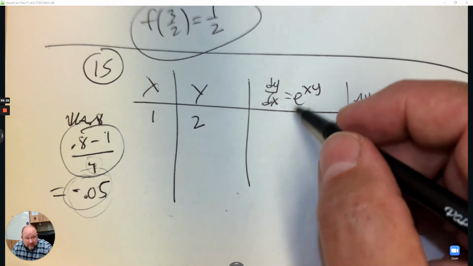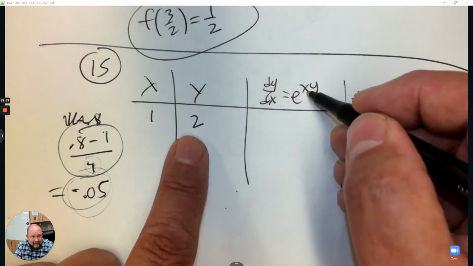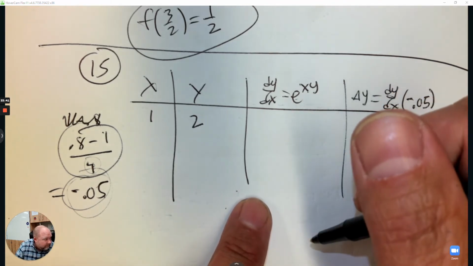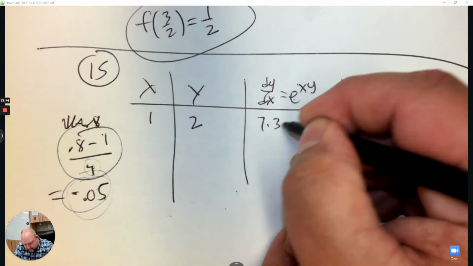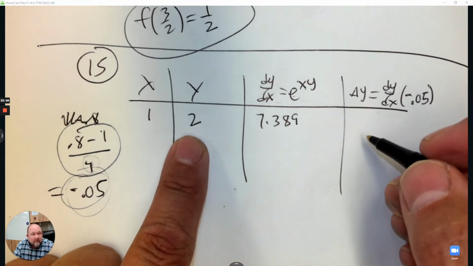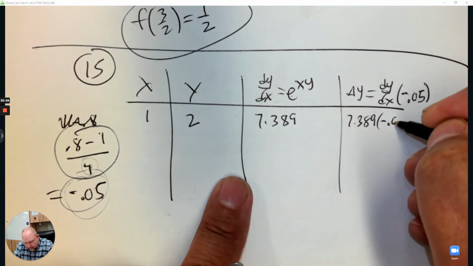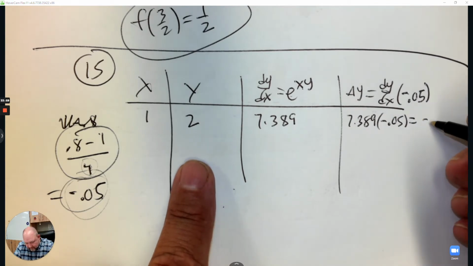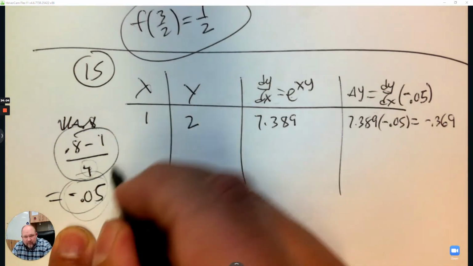And you're going to use your calculator to calculate. So plug in e to the exponent 1 times 2, so e to the 2, and approximate it. So it's about 7.389. And then take that answer and multiply it by negative 0.05, and you get the answer negative 0.369. Again with the calculator. Then I'm going to subtract 0.05.